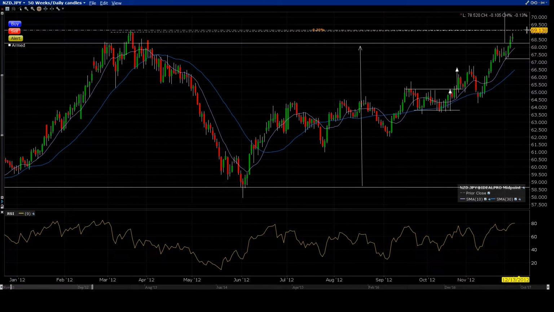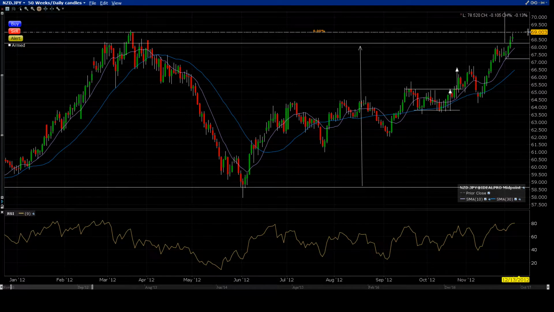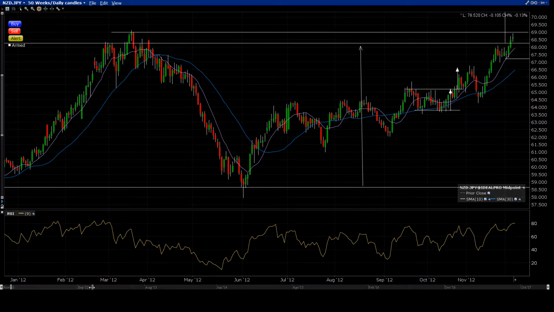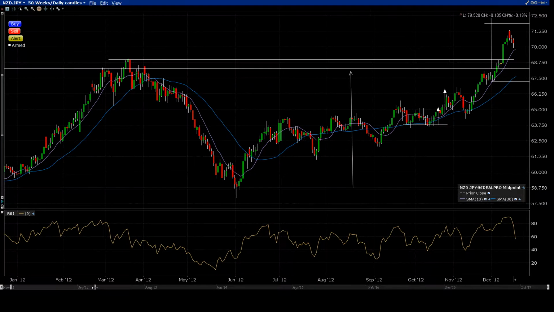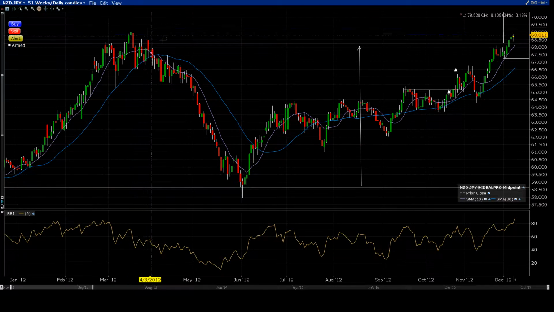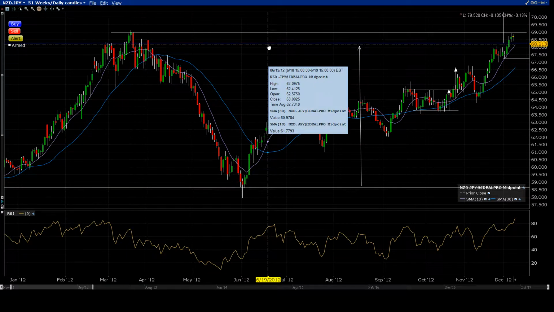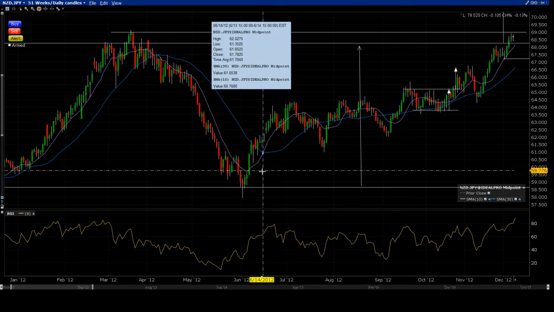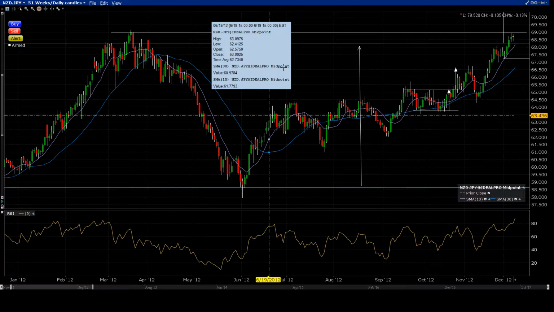Could you have drawn your resistance there? Let's see. Okay, here. So eventually you could have said, okay, my resistance is here. And you see where I drew my resistance for my monthly? Most of the time, sometimes they share. You see here it shares the same support.